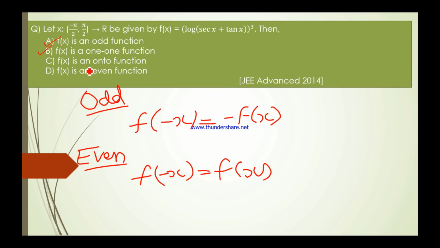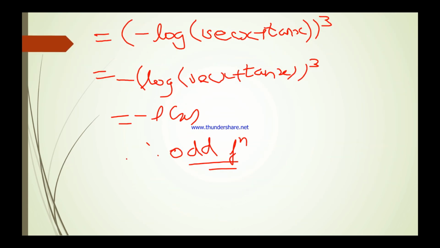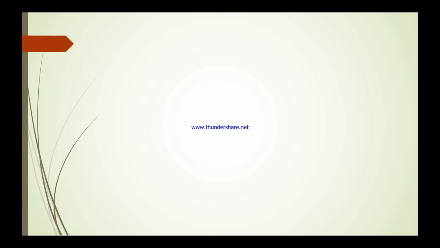Now last we must prove whether f of x is onto or not. Let us prove onto function. To prove whether it's onto or not, we must first find the minimum value of the function and the maximum value of the function.